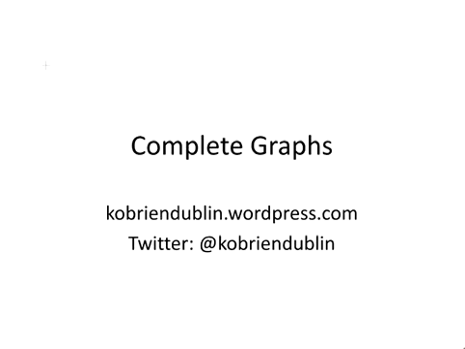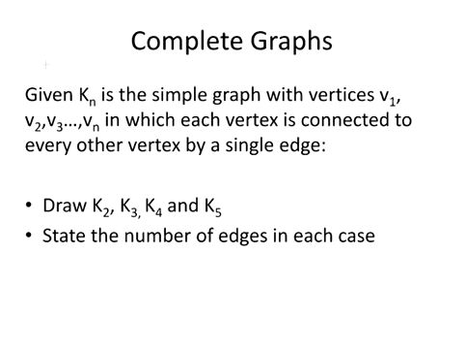In this presentation we look at a special type of graph known as a complete graph. So what is a complete graph? Well, let's look at an example. Given Kn, which is the simple graph with vertices v1, v2 to vn, in which each vertex is connected to every other vertex by a single edge. The exercise asks us to draw K2, K3, K4 and K5, stating the number of edges in each case.